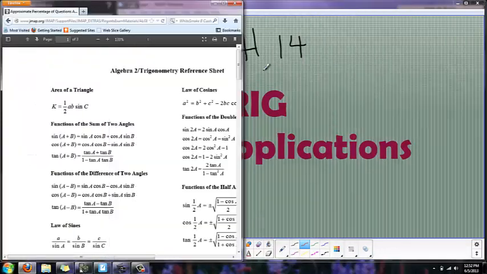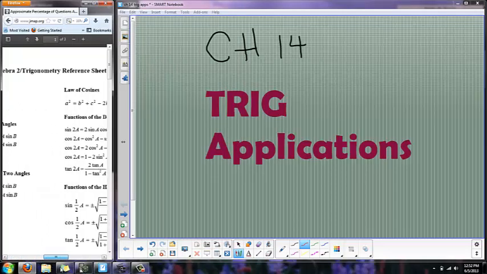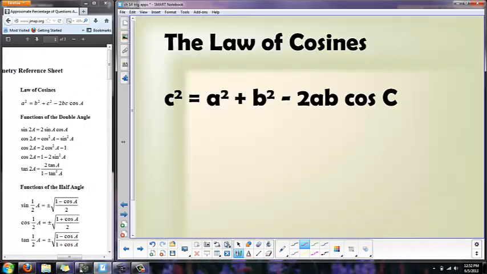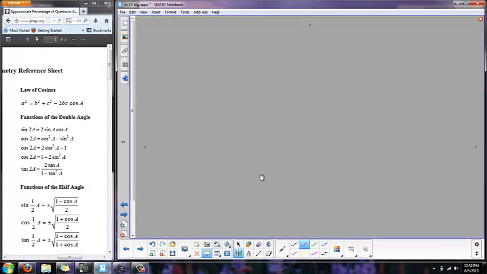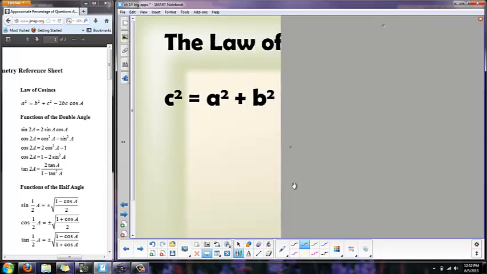Okay, so let me just move this out of the way for you, and then the first equation that we're going to talk about is law of cosines right here. So let's look on the next page. And I want you to take a look at this equation really quickly, and I want you to tell me what it reminds you of when you look at this. C squared is equal to a squared plus b squared. That should remind you of the Pythagorean theorem.